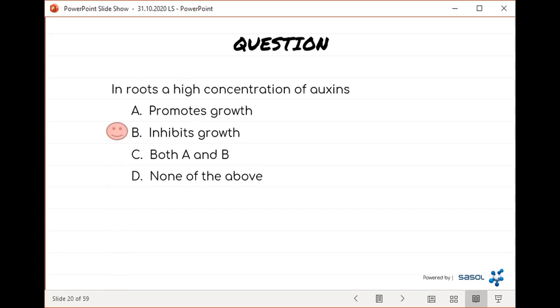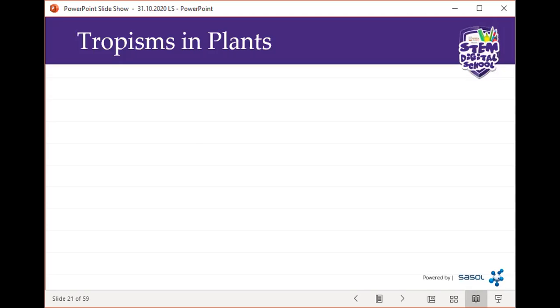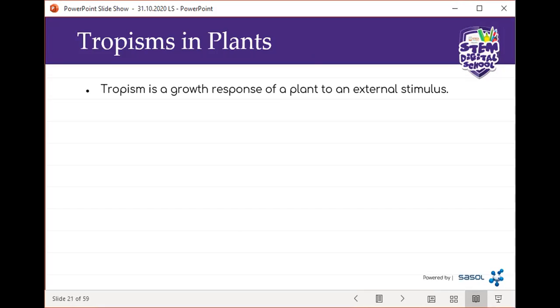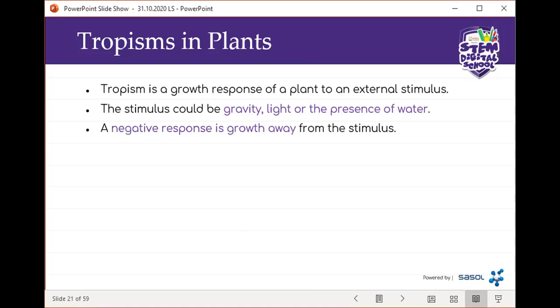Okay, so now we move on to tropisms in plants. Remember, I said that tropism is a slow plant movement. Okay, so tropism refers to slow plant movement, and it is a growth response of the plant to an external stimulus. Then the stimulus could be gravity, could be light, or even the presence of water. Right, so a negative response is growth away from the stimulus. So we would say it is a negative tropism. And then a positive response is growth toward the stimulus. And we would also say that is a positive tropism.